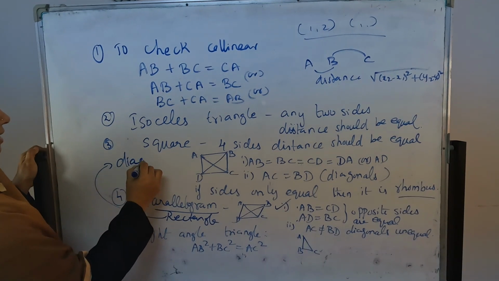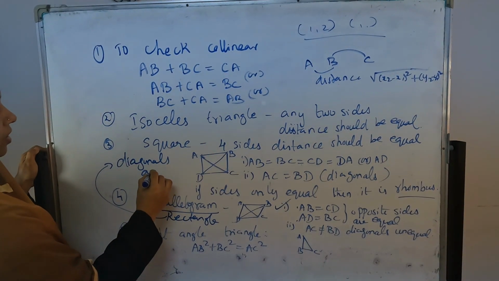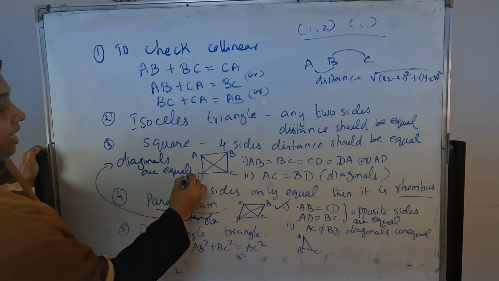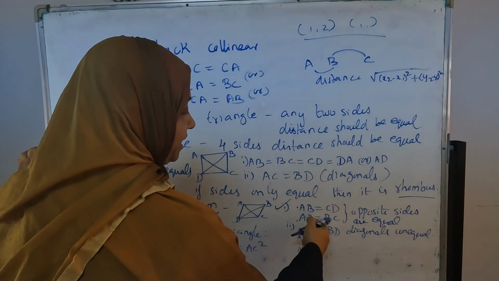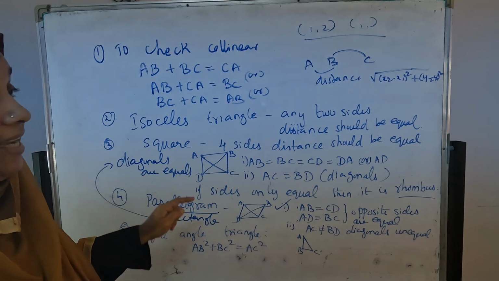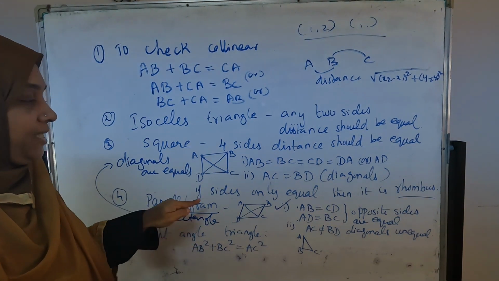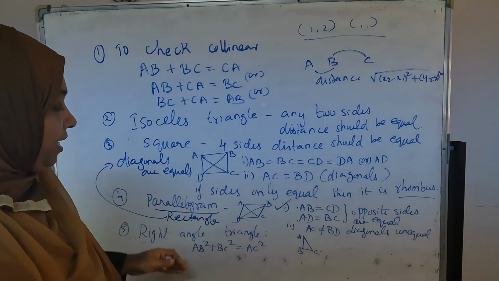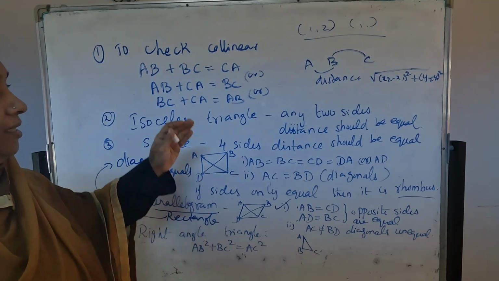Rectangle diagonals are equal. If diagonals are equal as well as their opposite sides are equal, then you should prove, you can write there it is a rectangle. You prove that it is a rectangle. These are the conditions. Keep in mind to check the given thing.